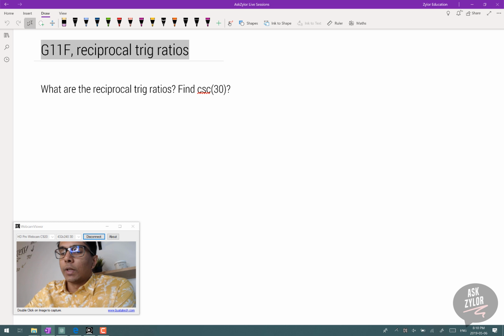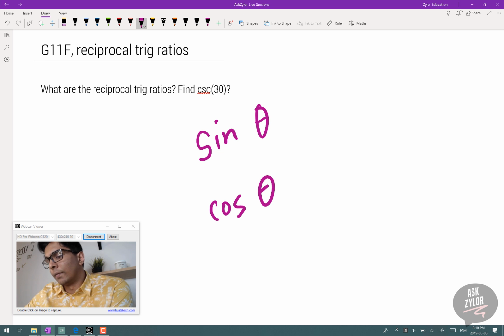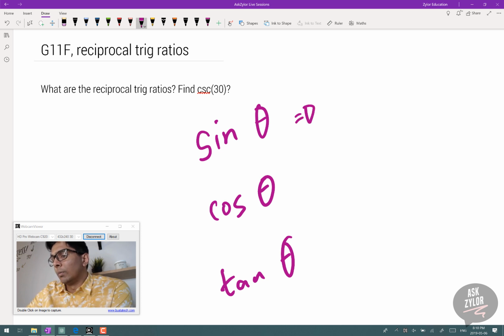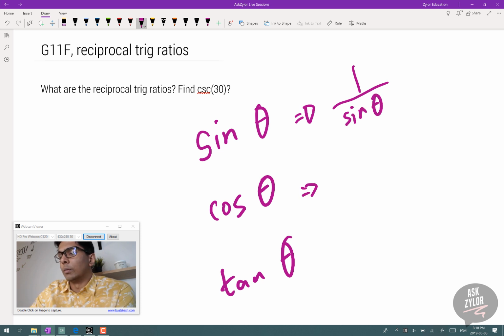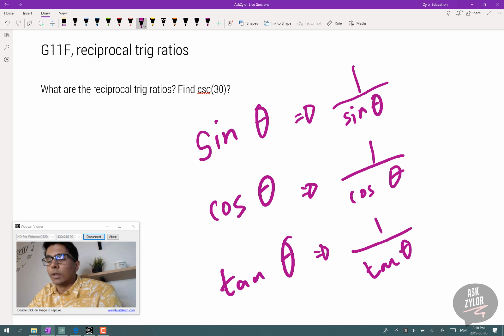So reciprocal trig ratios are, let me write the primary trig ratios down. So sine theta, cos theta, tan theta. The reciprocal essentially means I'm looking for the inverse of each of these. Right? So that means my sine ends up being 1 over sine theta, my cos ends up being 1 over cos theta, my tan ends up being 1 over tan theta. These are the reciprocal functions for my primary trig ratios.